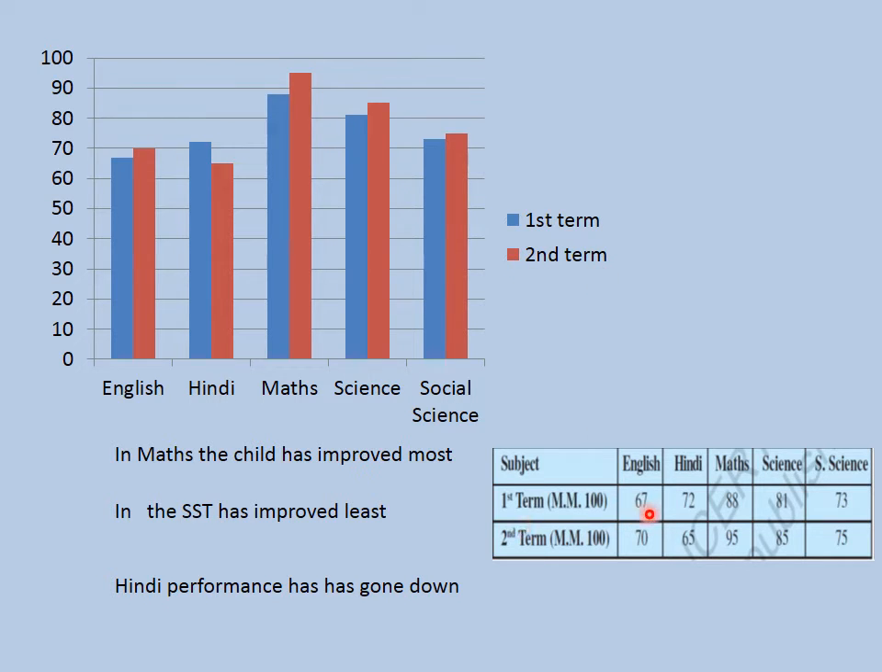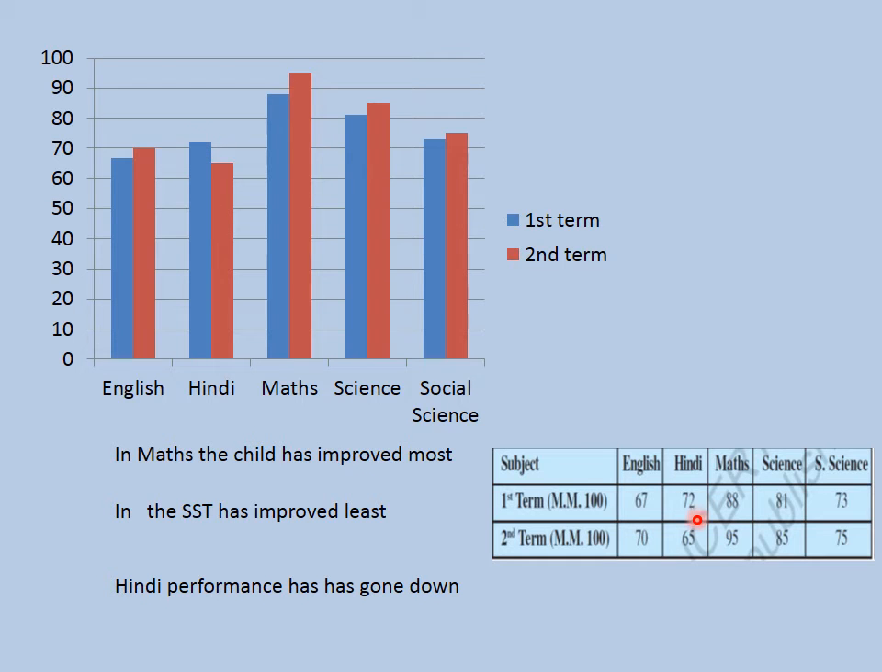First term examination should be entered in blue color. So English 67. 67 is between 60 and 70, isn't it? So it should almost approach 70. Next, Hindi 72. We are drawing first term marks, so it's in blue color. Hindi 72, little above 70. You will draw a blue colored bar little above 70.